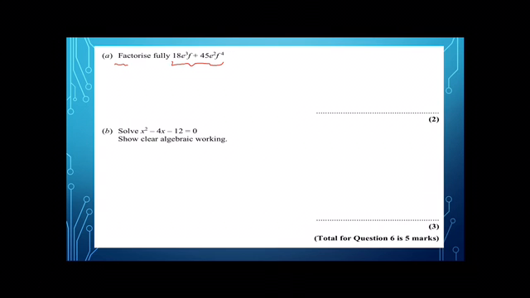18 and 45 both have a factor of 9, because 9 times 2 is 18 and 9 times 5 is 45. Then let's look at the E. If you notice, there's E squared and E cubed. Now E cubed has part of it, E squared, so we'll take E squared out as well. And then we've got F and F to the 4, and we can only take out the F.